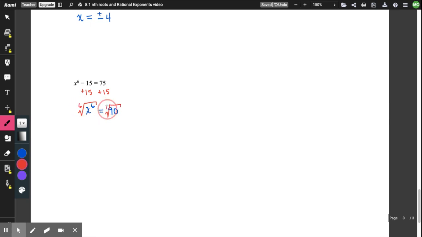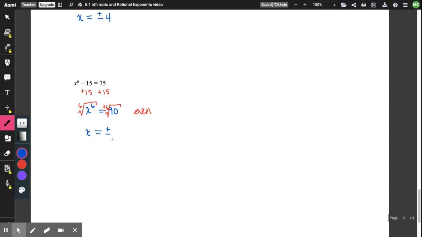Again, my index number on this one is even. So just like on that last one, if I'm using a root on both sides of my equation, I'm going to have to put in a plus or minus. So now on the left, I've got the 6th root of x to the 6th. So that root and that power will cancel each other out. That gives me just x. On the right, I'm going to have plus or minus, and then I need something times itself 6 times. That would give me 90.